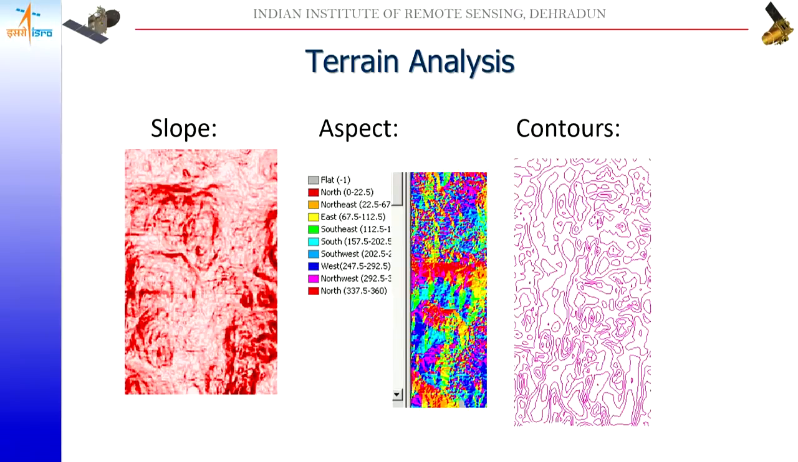Now there are also terrain related operations in GIS, so we can use them for computing the slope, the aspect, and also for extracting the contours. Again, slope and aspect come under the gamut of local based and focal based operations.